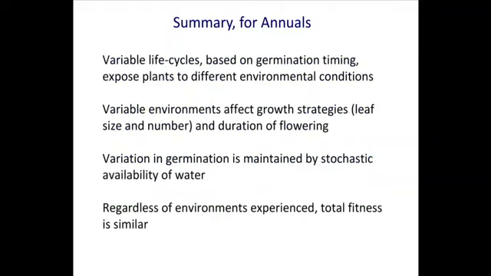So to summarize, the variable life cycle based on germination timing exposes plants to different environments. They are really different in size when they come out of winter, and that really affects growth strategy. So it's a plastic growth strategy response to deal with when they germinated that then gets them to equivalent fitness. And we think that this variation in germination in the field is just driven by stochastic availability of water. So if you're a seed that lands in a water patch, you germinate right away. If you don't, you wait through winter, rains come in spring, you germinate in spring, and then you're conditioned to grow differently and flower together and equivalently.